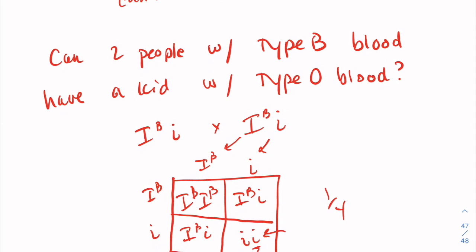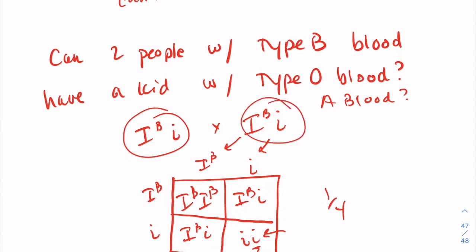Can this couple have a kid with type A blood? The answer is no. No, because where would that A allele come from? This person doesn't have an A allele to give to their kids. This person doesn't have an A allele to give to their kids. So the answer to that is nope. The answer to this one for type O blood is yes. Yes, they can. There's a 1 in 4 chance of that. So yeah, let's just do one more.